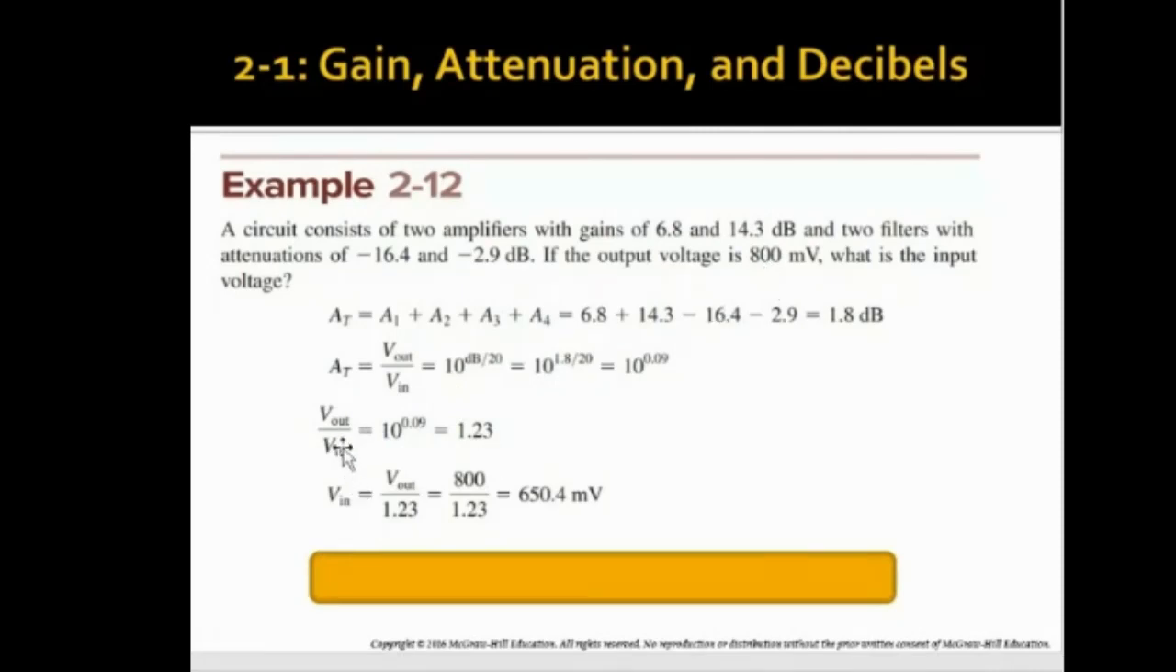Then we can find input voltage. So the voltage input is equal to output voltage over this gain factor of 1.23. So 800 millivolts over 1.23, giving us 650.4 millivolts. So this is our voltage input to the system.